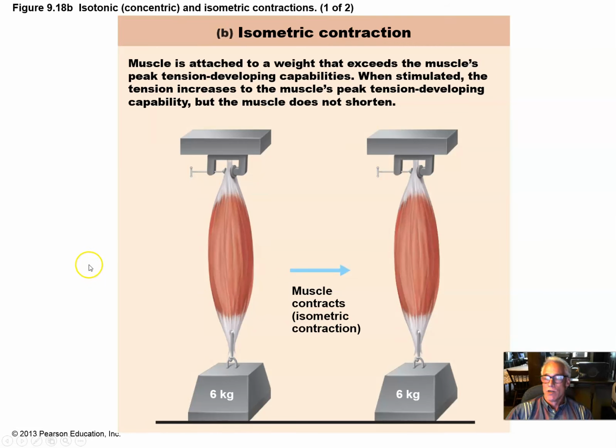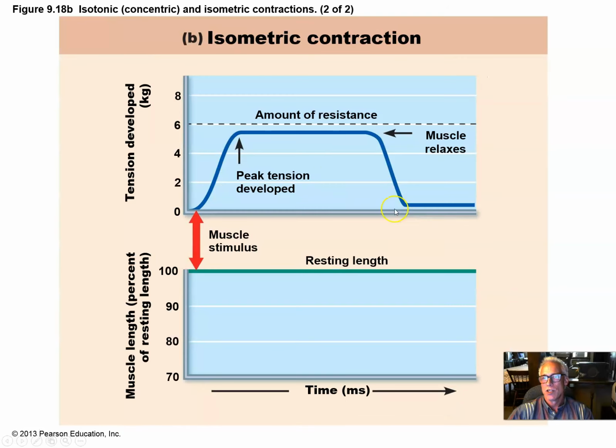How about isometric contractions? Isometric means iso, same, metric meaning length. Anyway, if you have an isometric contraction, there's no change in length. Same length. So in this case, let's say this muscle cannot develop 6 kilograms of tension. It can only develop 5 maybe. And we induce it to contract, attached to the 6 kilogram load. It does in fact contract. Crossbridges are cycling, the elastic elements are being stretched, ATP is being hydrolyzed, but the load will never be lifted because the muscle can't generate that much tension.